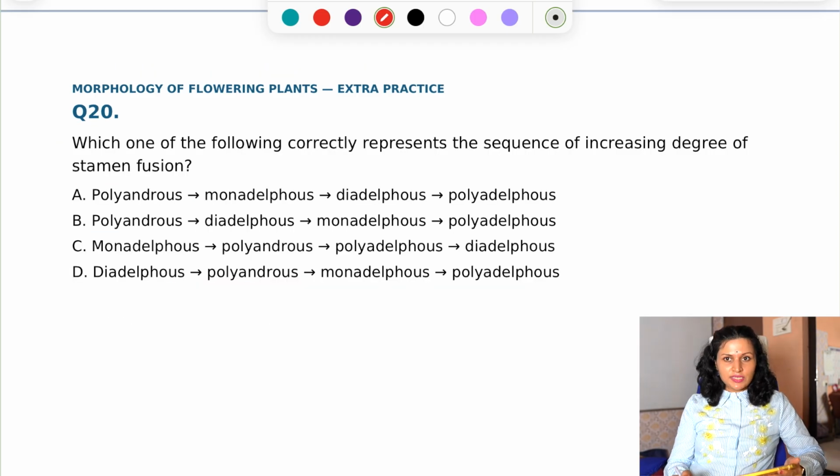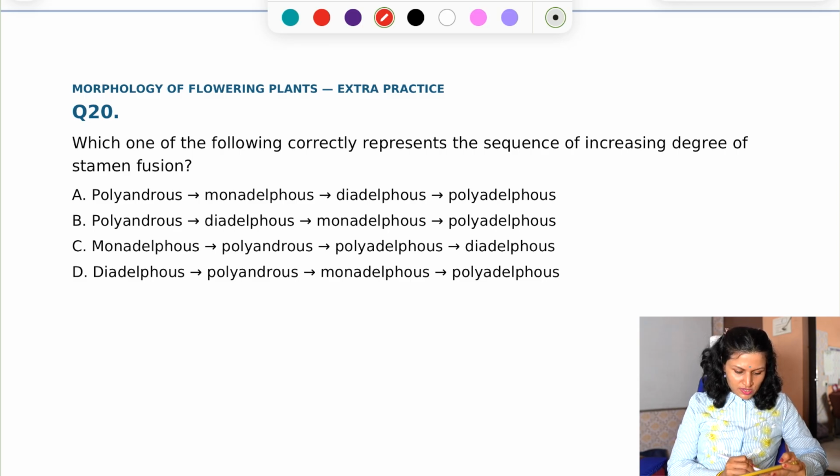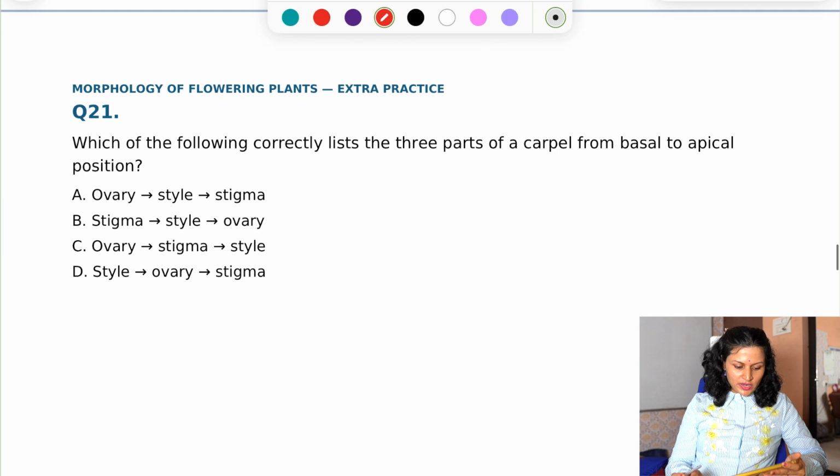Next, question number 20. Which of the following correctly represents a sequence of increasing degree of stamen fusion? So we go from polyandrous to monoadelphous, diadelphous and then polyadelphous. Question number 20, option A will be correct. Question 21. Which of the following correctly lists the 3 parts of a carpel from basal to apical position? At the basal position there will be ovary, then style and then stigma. For question number 21, option A will be correct.